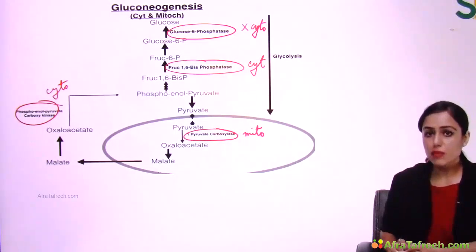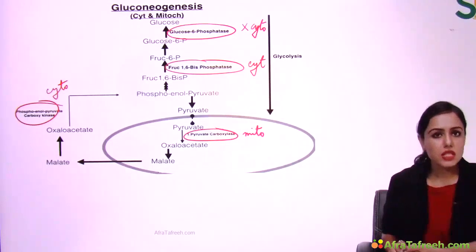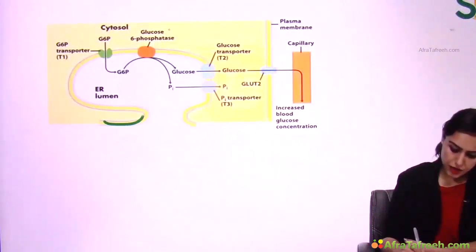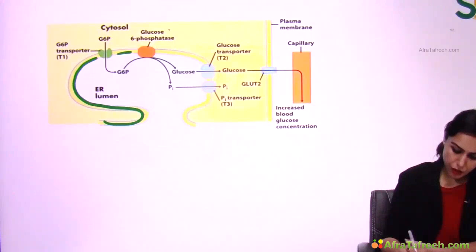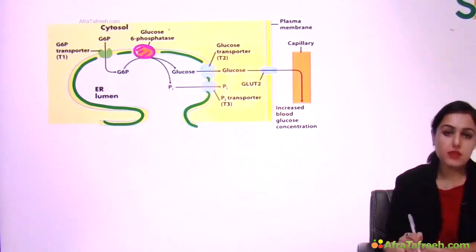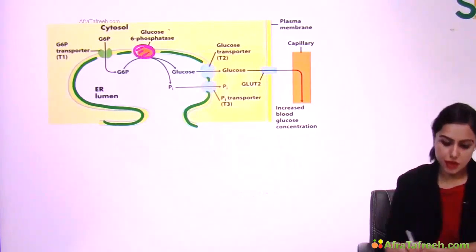So we cannot keep this enzyme in cytoplasm. This enzyme is present in endoplasmic reticulum. Let's see the diagram. This is the membrane of endoplasmic reticulum. In the membrane of endoplasmic reticulum, here we have this enzyme glucose 6 phosphatase present.